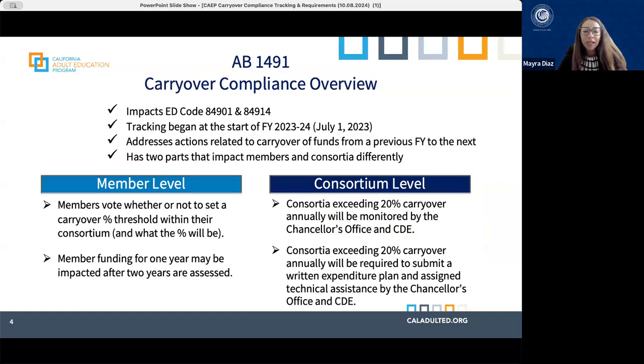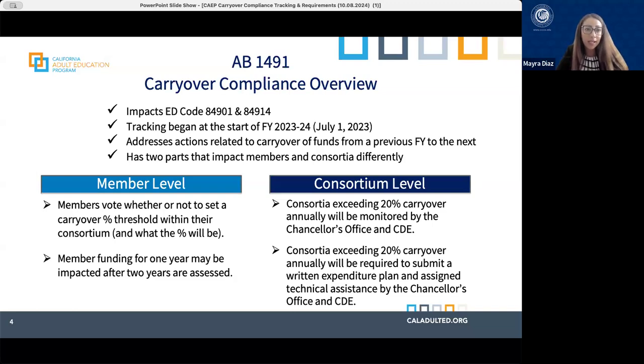Starting off with AB 1491 Carryover Compliance Overview. This legislation impacts Education Code 84901 and 84914. The legislation was actually passed in 2022. However, the state offices began tracking the carryover compliance requirements at the start of fiscal year 23-24. It took us some time to roll out and release the policy guidance and implement the structures to be able to track.